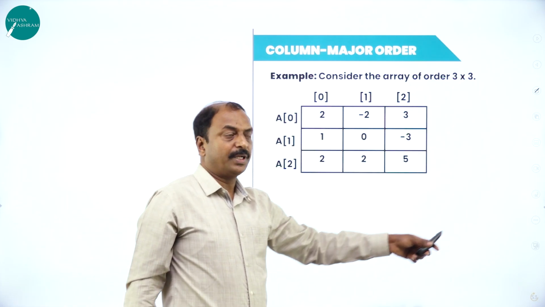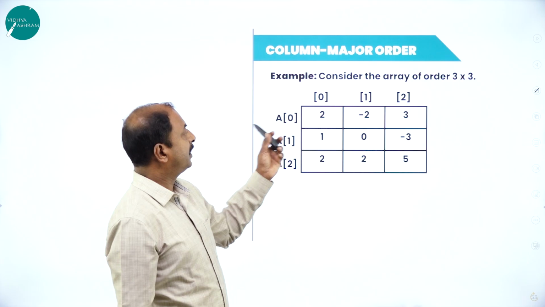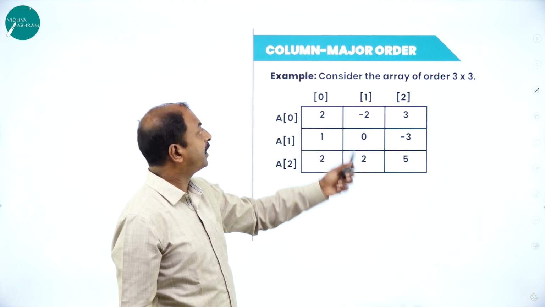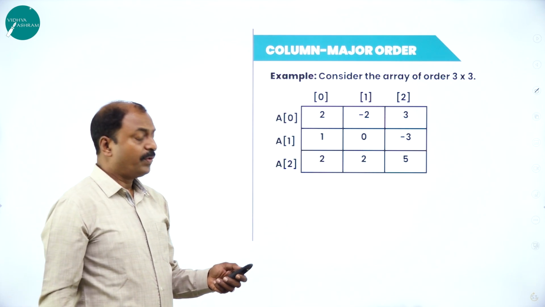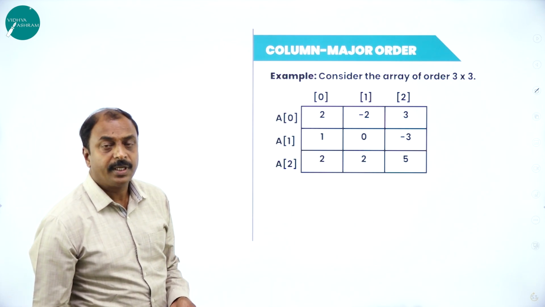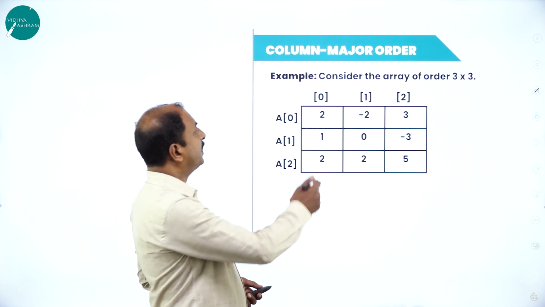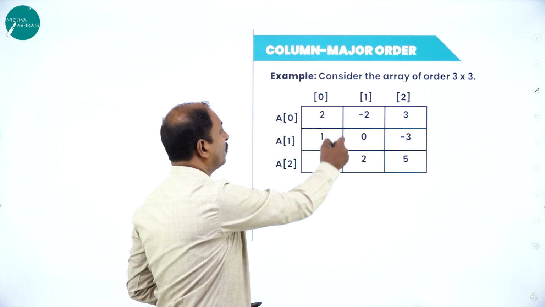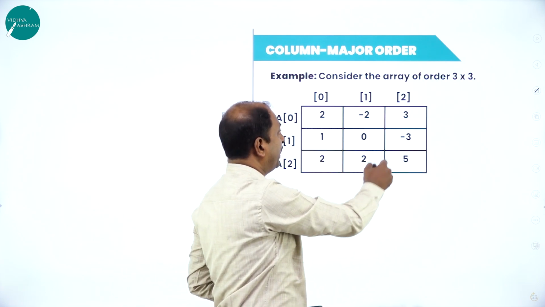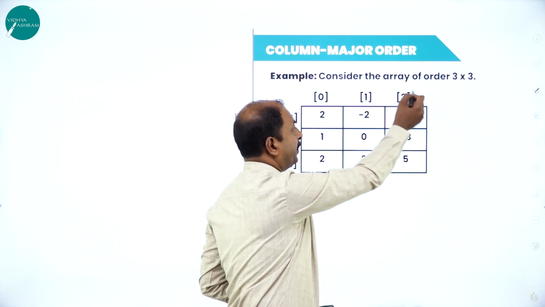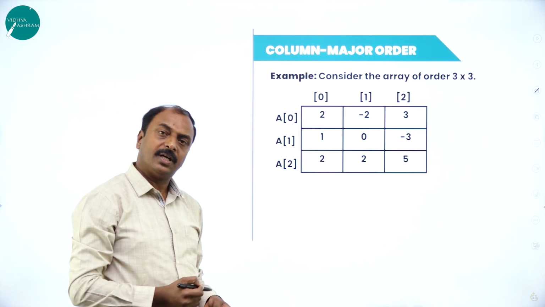Consider the same example here. In this example, there are 3 rows and 3 columns. These are the indices. Now, if you want to store in column major order, as per the definition, the column elements are stored first in the first memory address, next the second column elements, and next the third column elements. These are stored in order.